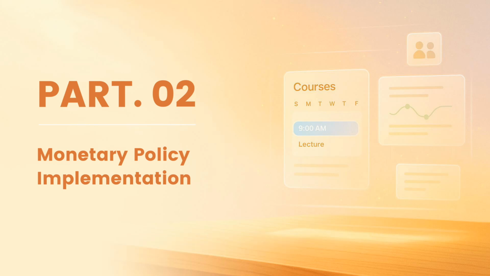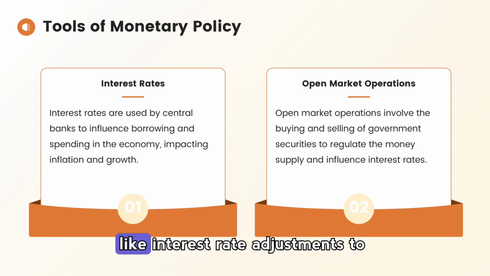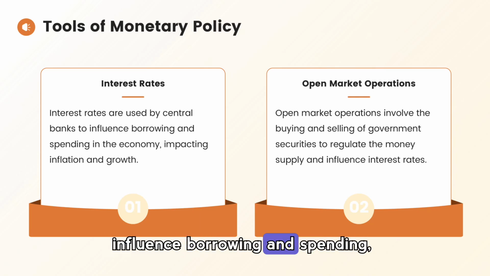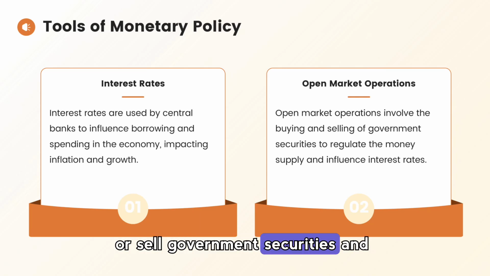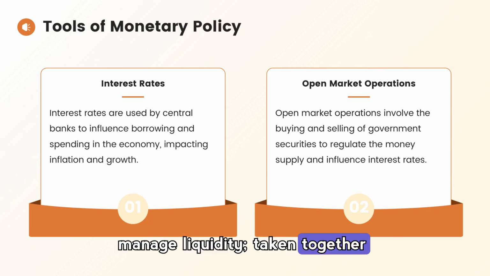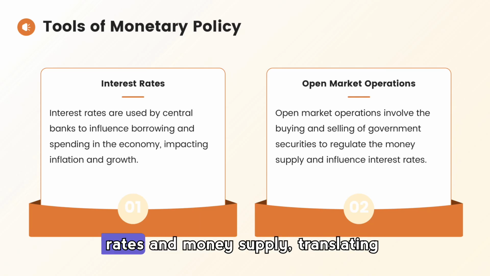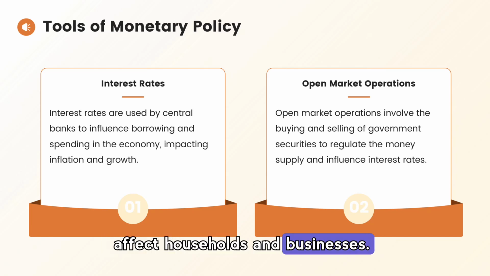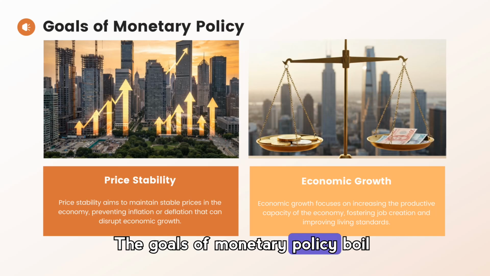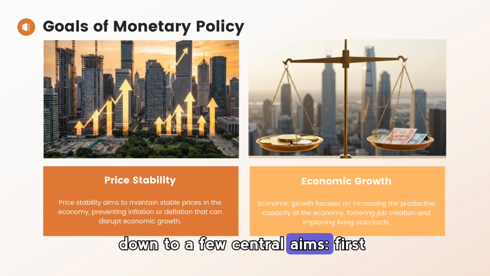Central banks primarily use tools like interest rate adjustments to influence borrowing and spending, and open market operations to buy or sell government securities and manage liquidity. Taken together, these instruments steer short-term rates and money supply, translating policy goals into market signals that affect households and businesses.